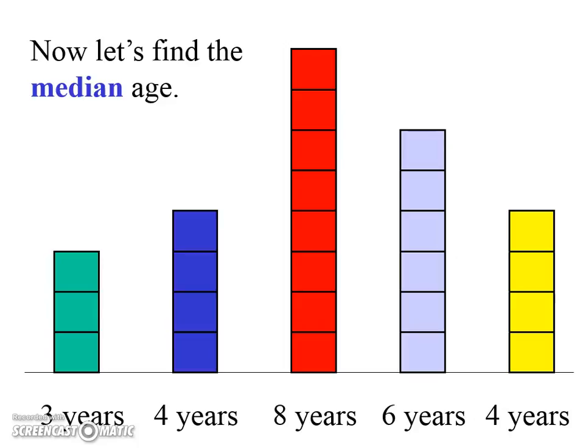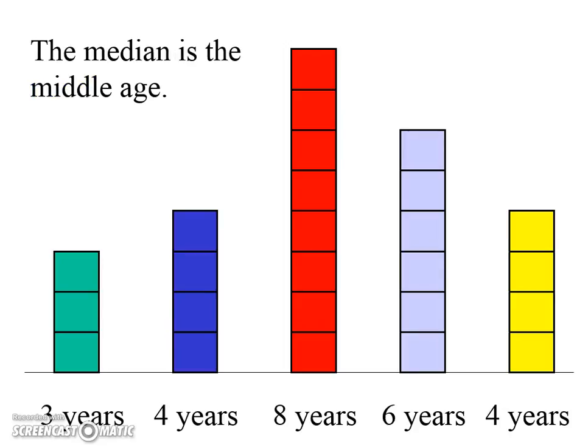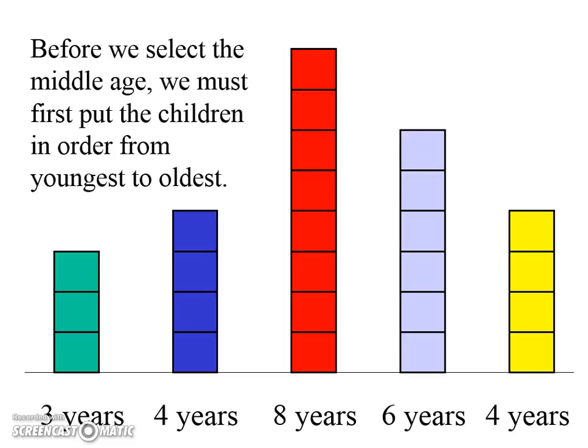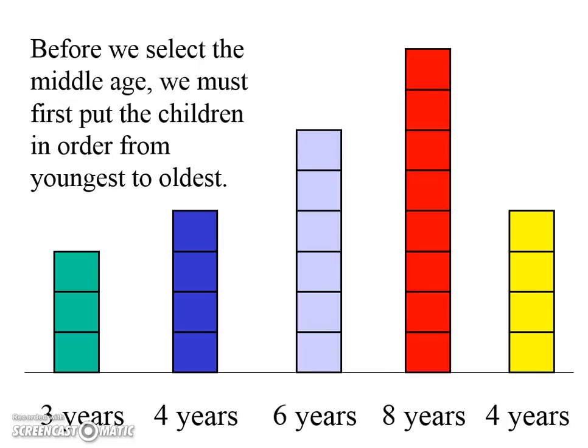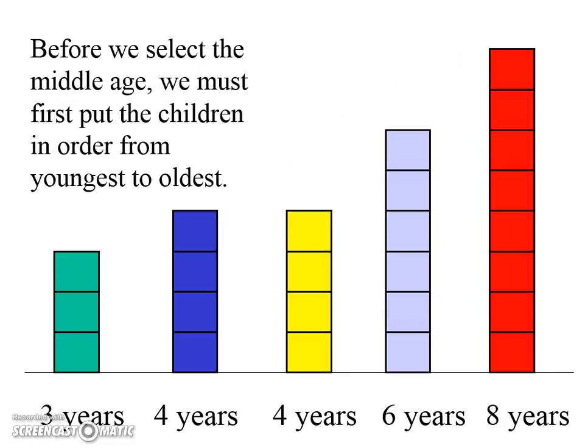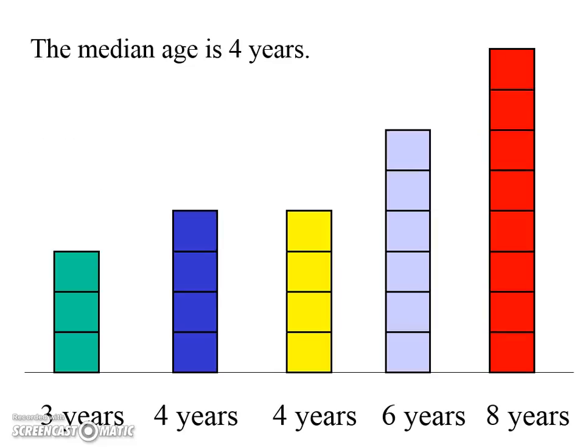To find the median, I'm going to first have to put these children in order from youngest to oldest, because the median is the middle age, not of the group of how they're standing, but according to their values of their ages. So let's put them in order from youngest to oldest and find the child in the middle. So the median age is 4, because 4, this is our middle child.